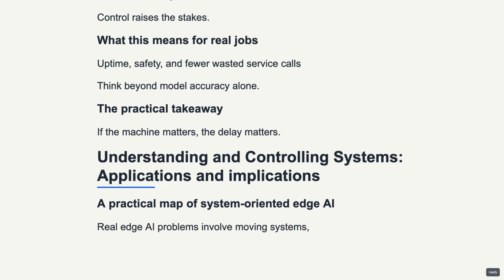Many useful edge AI tasks start with a system that is changing over time, a machine warming up, a vehicle drifting off schedule, or a robot behaving strangely. The device at the edge watches local signals, turns them into meaning, and may act before a cloud service could respond in time.